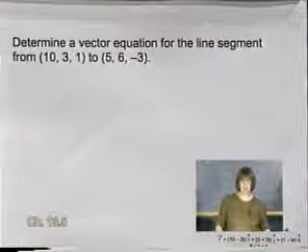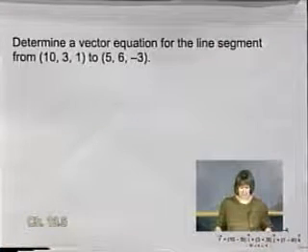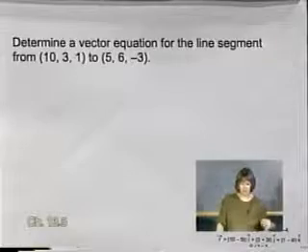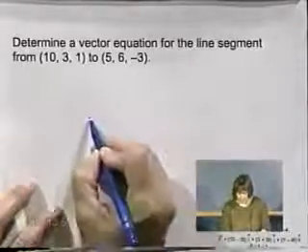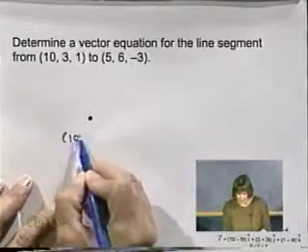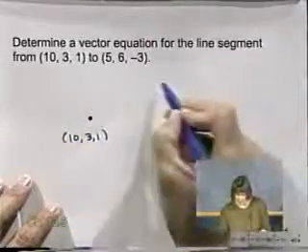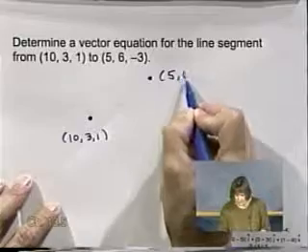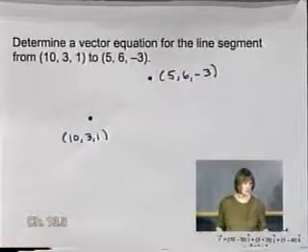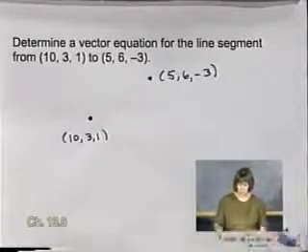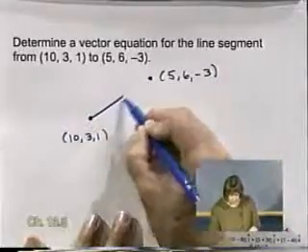Determine a vector equation for the line segment from (10, 3, 1) to (5, 6, -3). Now, the only thing that is different here is we've got (10, 3, 1) and we have (5, 6, -3). So I just sort of draw, I don't worry about putting it in the XYZ plane. You don't have to be too much of an art form. This is much quicker. And we want the line segment going from here to here.